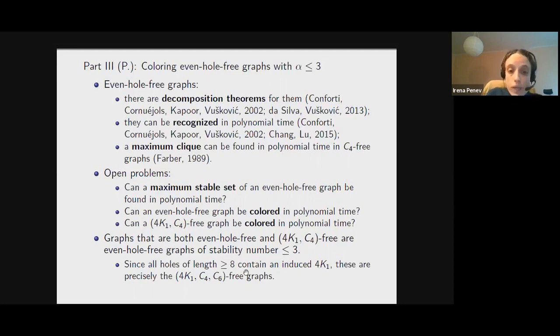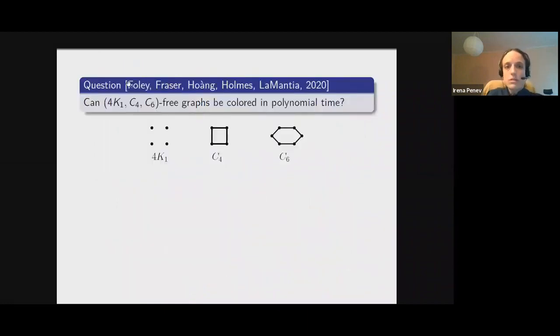Now, actually, those can also be thought of as, well, you can define the same class by forbidding finitely many graphs. How so? Well, notice that every hole of length at least 8 contains an induced 4K1. So if you've forbidden 4K1, then you've automatically forbidden all the holes of length at least 8. So these graphs, even-hole-free graphs of stability number at most 3, are in fact 4K1, C4, C6-free graphs. And now these five people asked whether you can color these in polynomial time.